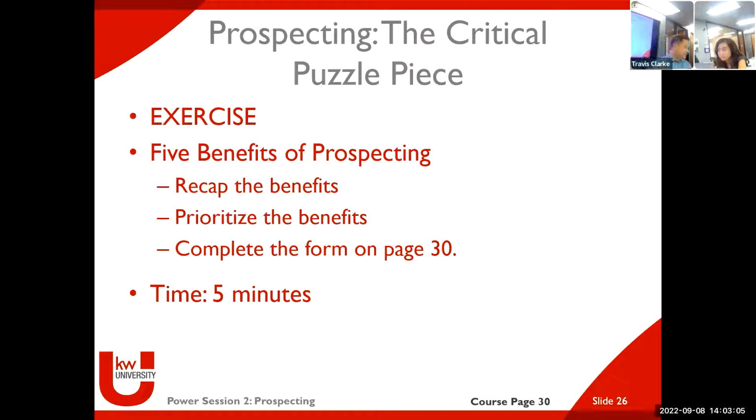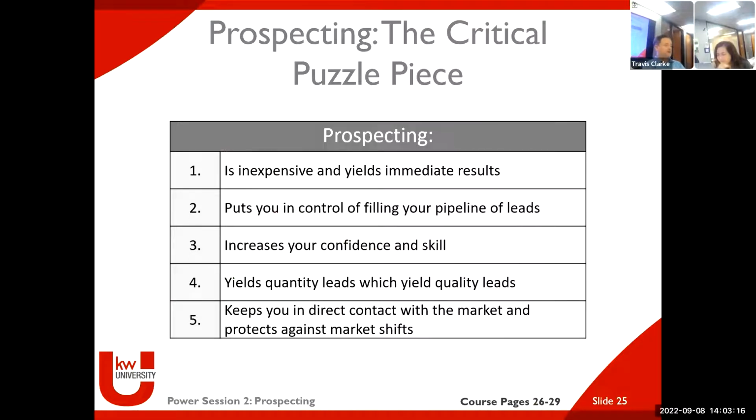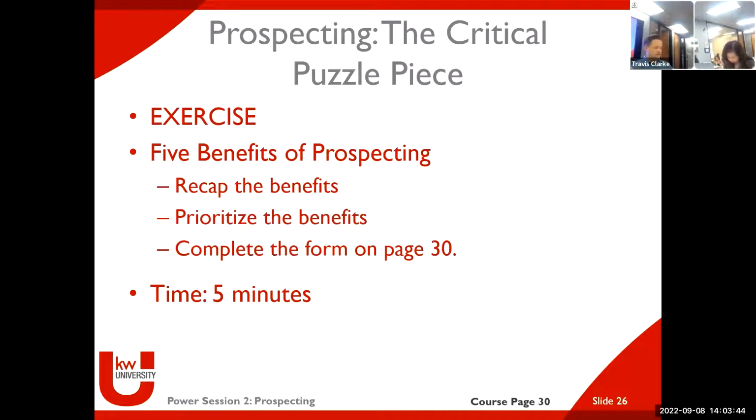So just write down a recap of the 5 benefits of prospecting, and then prioritize them. Prioritize these in order if you can on that sheet. Remember, this is just something that you're going to keep. So it's inexpensive, it yields results, it puts you in control, it increases your confidence and skill, it yields quality leads. Write those down in order of importance for yourself right now, okay? This shouldn't take long, just crank it in there.